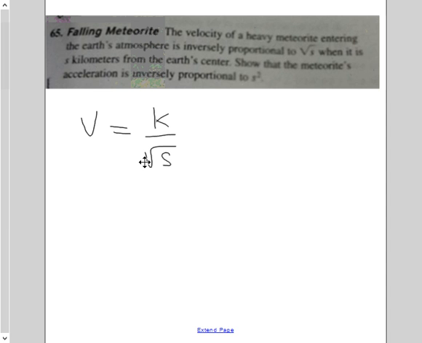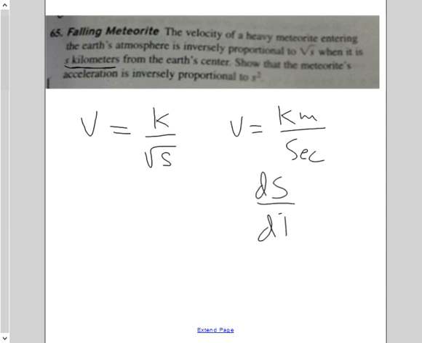This is telling us that s, the distance, is in kilometers, and since this is falling, I'm thinking it's in seconds. So you gotta remember the units for this: velocity will be kilometers per second. Okay, so isn't that ds/dt, the distance over time? Okay, so that's another name for the velocity. So now, if we come back here, I'm going to replace the v with ds/dt equals k.